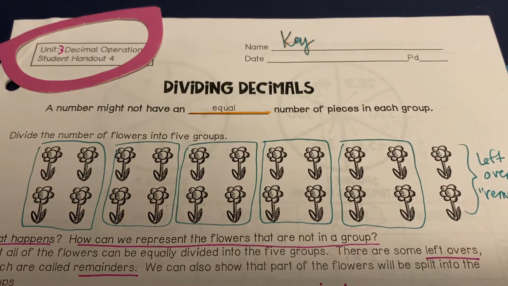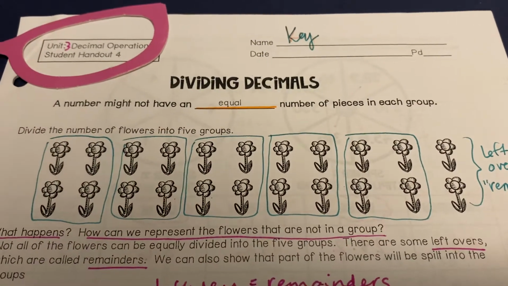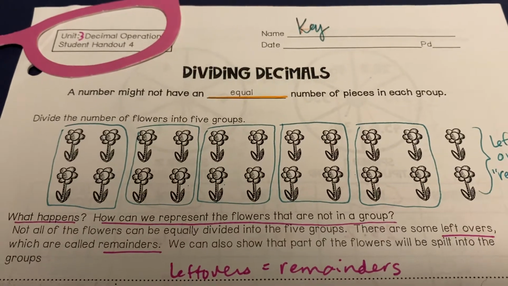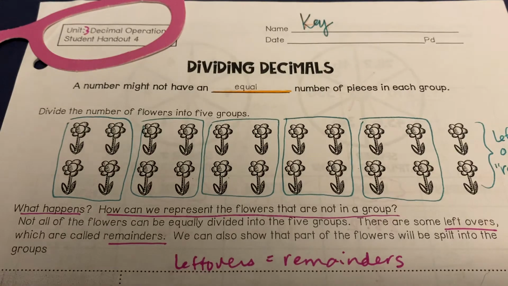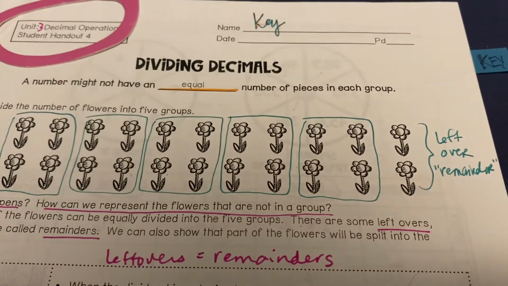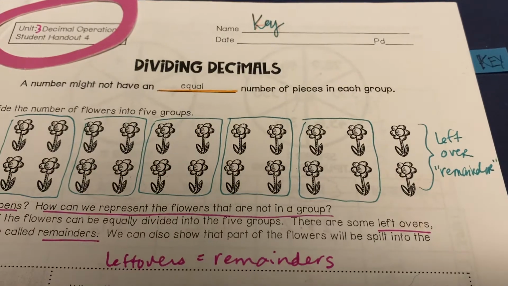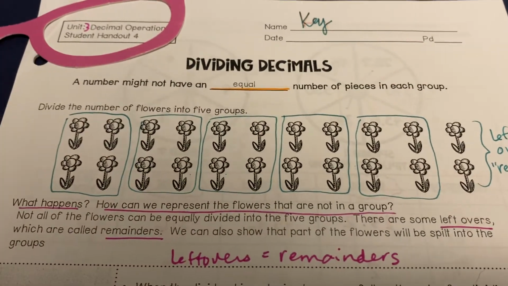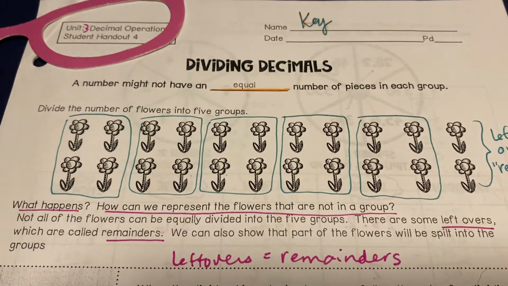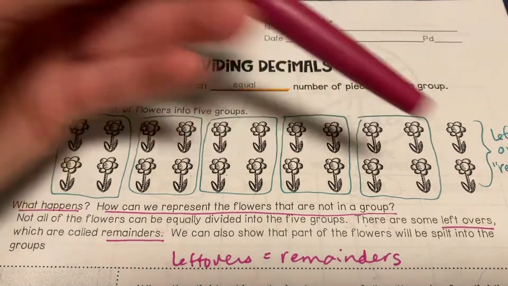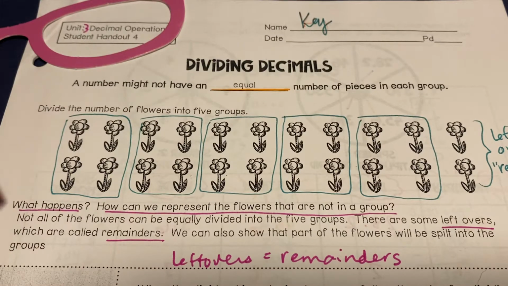So below here where it says what happens, how can we represent the flowers that are not in that group? Well, these leftovers we would call remainders, right? You should try to say that at the dinner table. Please package up these remainders, the remainder of the food on the table, right? Package up the leftovers, put them in the fridge for next time, all right? So with these flowers, we have 2 remainders.